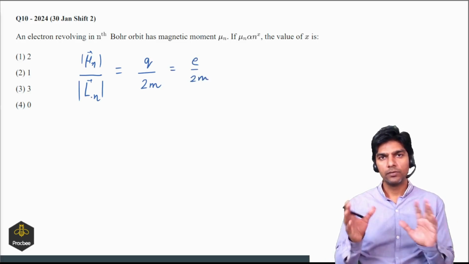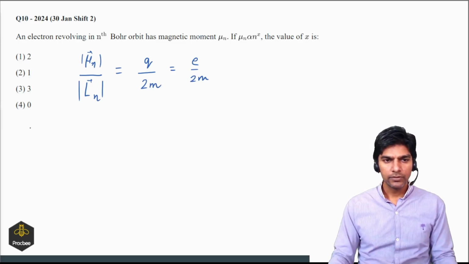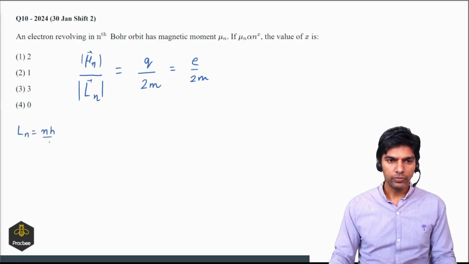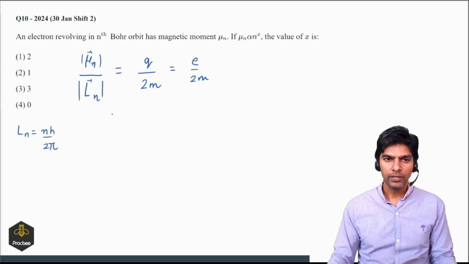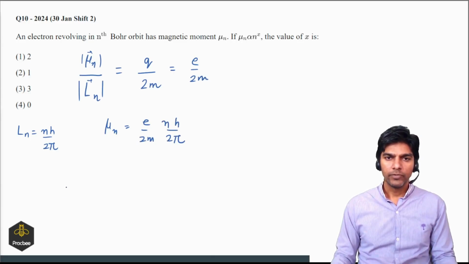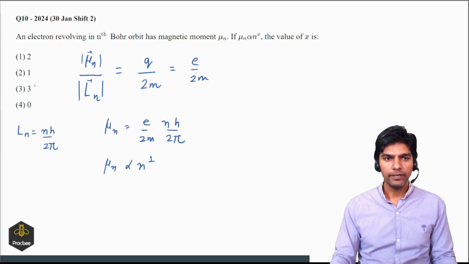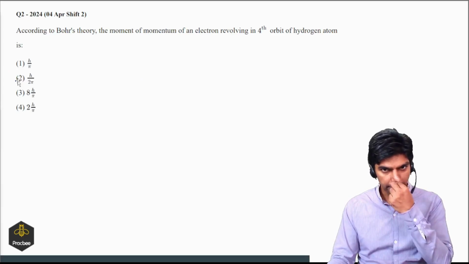And we know that as per Bohr's second postulate, the angular momentum is quantized, so ln is given as nh upon 2 pi. So we have to use this relation. So mu n will be e by 2m times nh upon 2 pi, and for the nth orbit they are talking about. From this we can say mu n is proportional to n raised to power 1. So x will be 1 only. So option 2 is the right answer. Right, so let's see the next question.